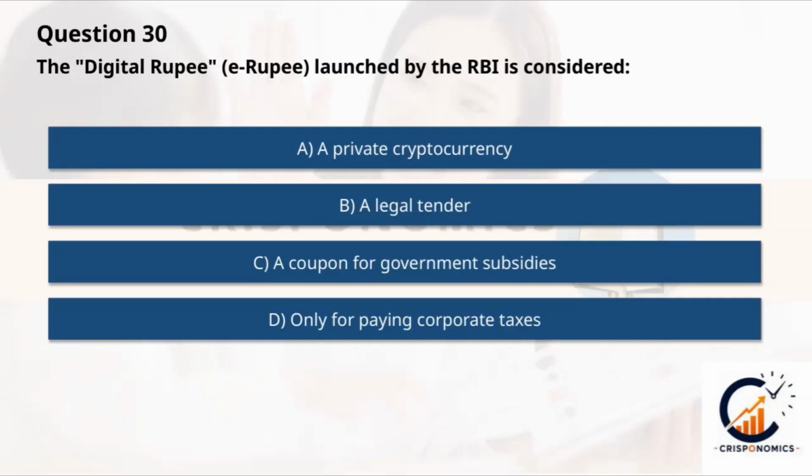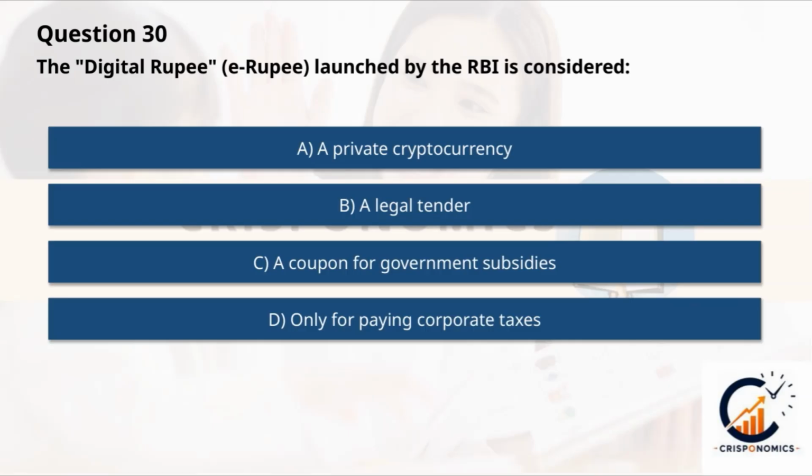Let's look at how the digital rupee, or e-rupee, is classified. Is it just a private cryptocurrency? Or maybe a legal tender accepted for all payments? Could it be a coupon for government subsidies? Or is it only used for paying corporate taxes?